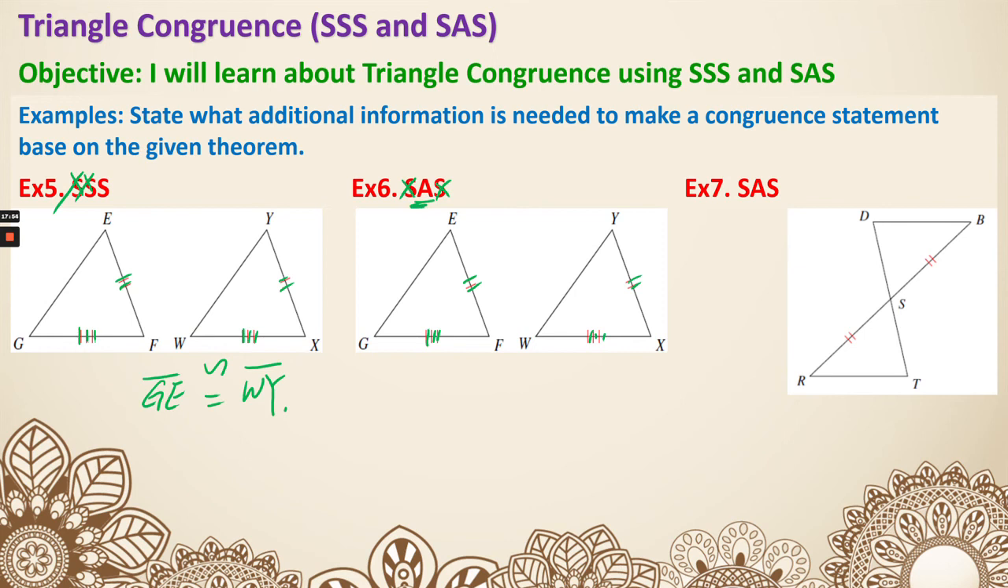The angle in this case would need to be the one in the middle being included by the two sides. So it's going to be angle F. It's congruent with angle X. Something I want to mention is you can also name this as angle EFG is congruent with angle YXW.